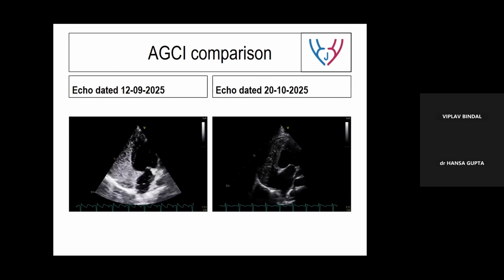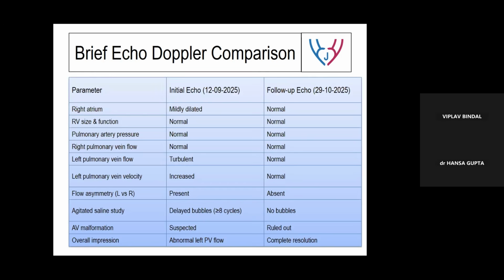Almost normal. And if we compare this chart before and afterwards: right atrium, mildly elevated, now normal; right size and function, normal; pulmonary artery pressure, normal; right pulmonic vein flow, normal; left pulmonic vein, there was turbulence, but normal in flow. Left pulmonic velocity was mildly, significantly increased. Now it's normal. Flow asymmetry, left versus right, present and now absent. Delayed bubbles were present in the first study, now no bubbles.